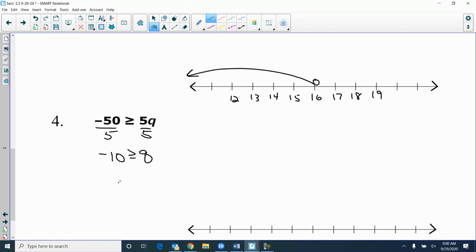Good. And now here's what we got to do. You got to flip that. And when I do flip that, how do I rewrite it? I write Q is less than or equal to -10. If it's pointing towards the Q, when I flip the order, it has to point to the Q.